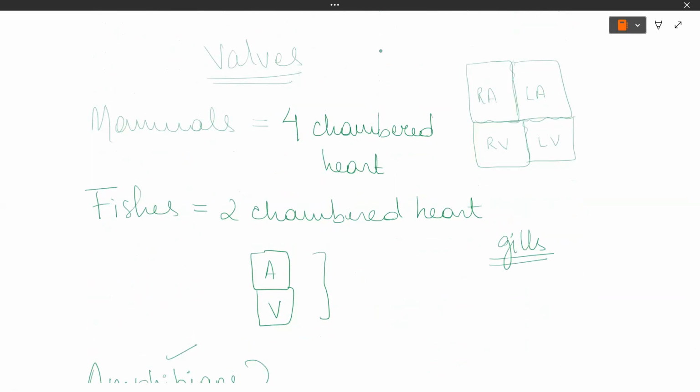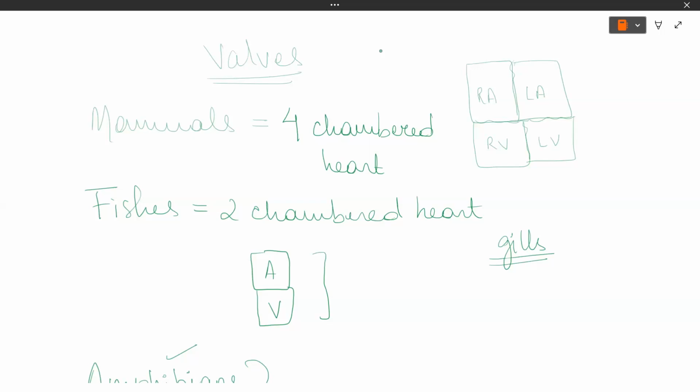What is the equivalent of gills? If we are talking about mammals, gills are present in the fishes for breathing. What is present in the mammals for breathing? Lungs, ma'am. Lungs. Yes. Now, does everybody know that the lungs give the oxygenated blood? Yes, ma'am.